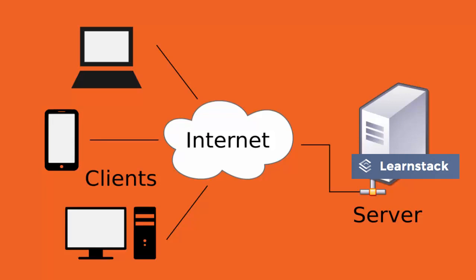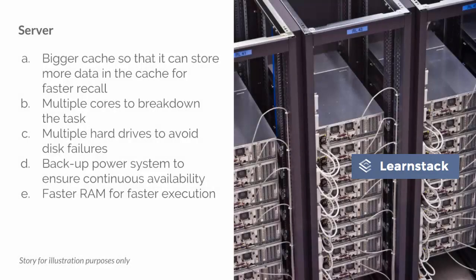The second thing is it has slightly different hardware which helps it to work properly. So what is different? The server consists of a bigger cache memory so that it can store more data in the cache for faster recall. The server's CPU also consists of multiple cores to break down the task. It also consists of multiple hard drives to avoid disk failures. It also consists of backup power systems to ensure continuous availability. And of course, it consists of faster RAM for faster execution.